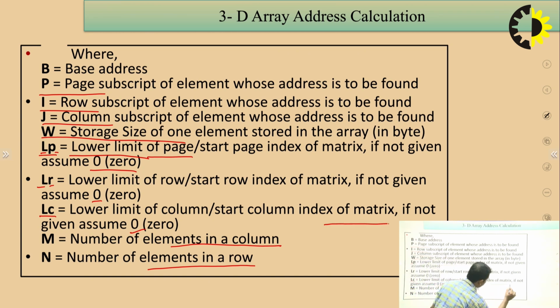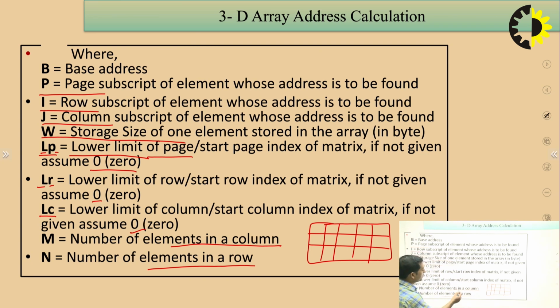So, how many elements in a column? Just see here. How many elements in a column? Here 3, because there are 3 rows. So, how many elements in a particular column? That is the number of rows. And how many elements in a particular row? In a particular row, how many elements are here? 1, 2, 3, 4, 5. This is the number of columns. The number of columns being 5 means each row contains 5 elements. Okay.